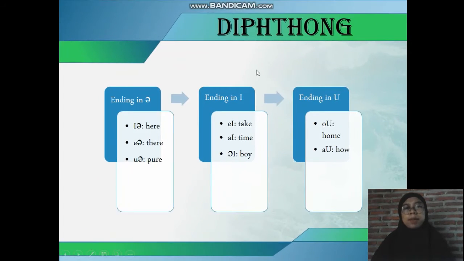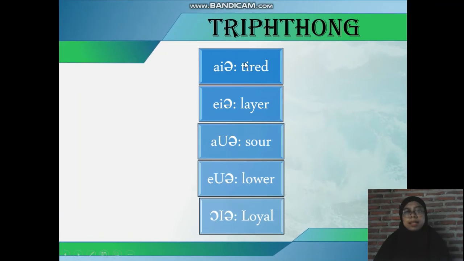And the next is about diphthong. There are three classifications. First is ending in schwa: ear, here; air, there; ure, pure. Ending in I: ay, take; eye, time; oy, boy. Ending in U: oh, home; ow, how. And the next is about triphthong. Eye-uh, tired; ay-uh, layer; ow-uh, hour, sour; ew-uh, lower; oy-uh, lawyer.